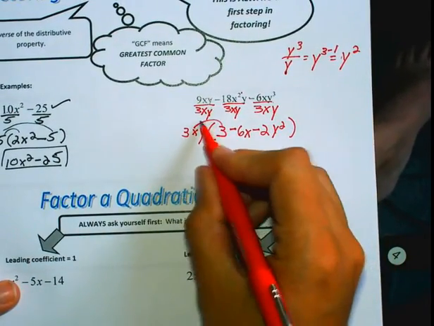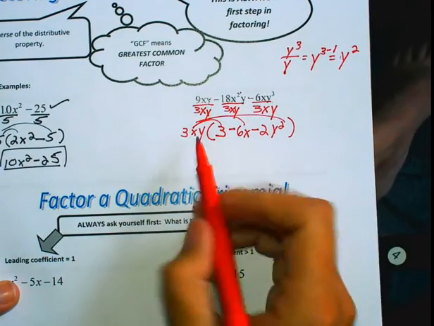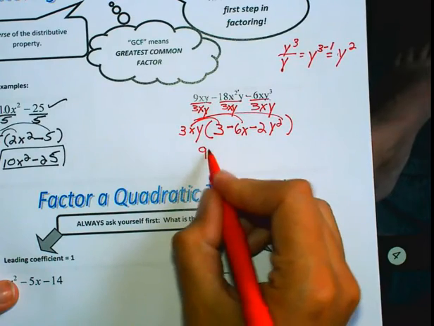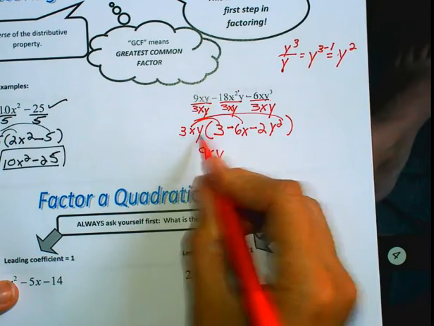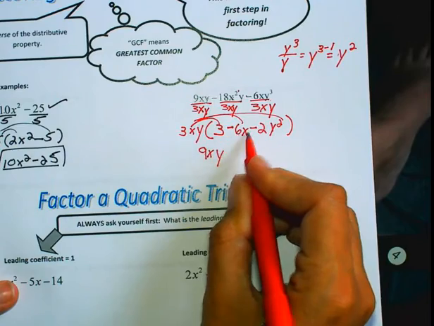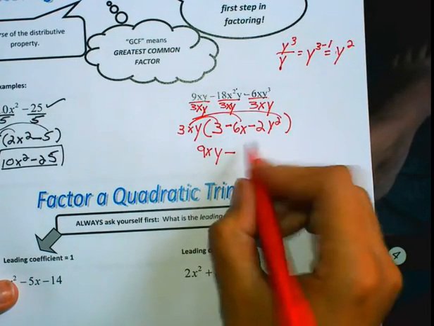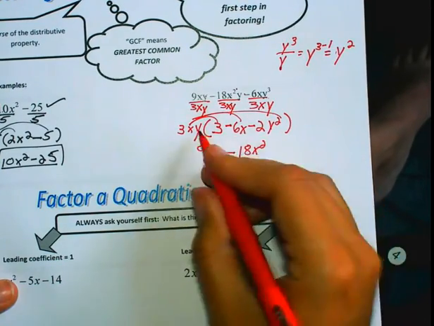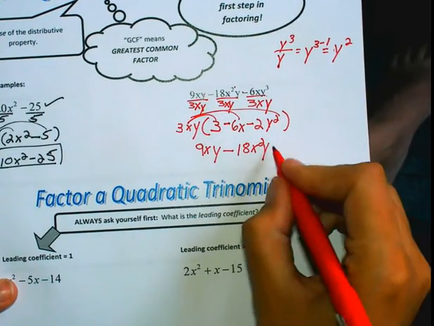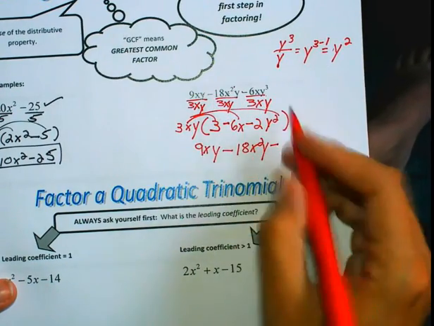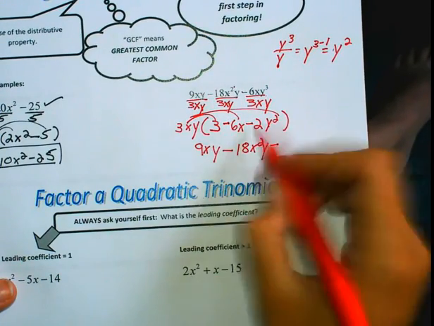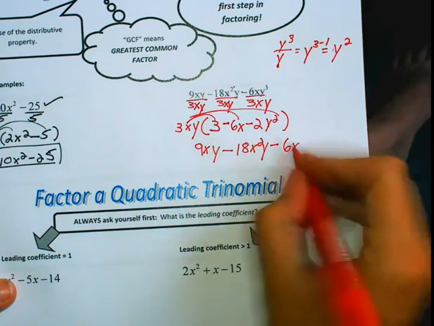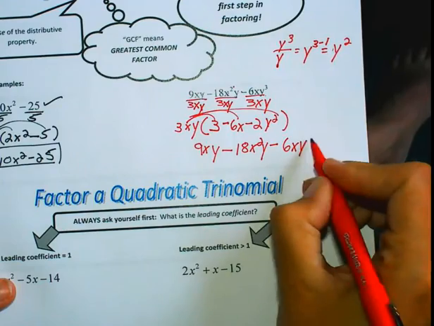So we're going to distribute this. Okay, 3xy, so 3 times 3 is 9xy. 3xy times 6x, 3 times 6 is 18. X times x is x squared, and then y times 1 is just y. Notice that I'm always bringing down the sign here. 3 times 2 is 6. X times 1 is simply x. Y times y squared is going to be y cubed.